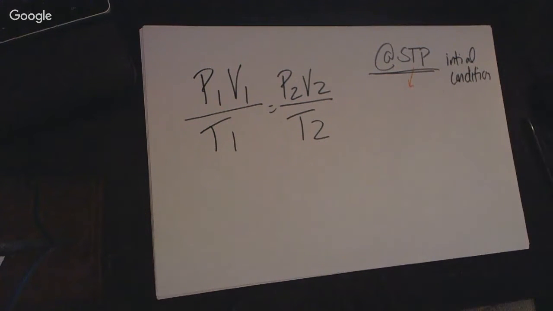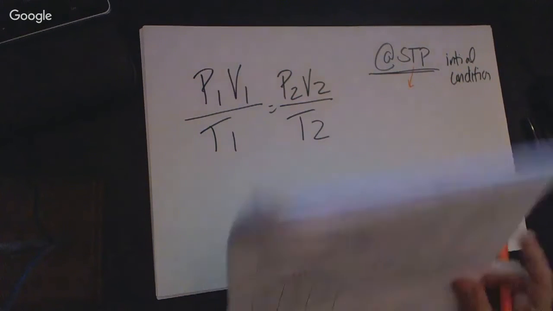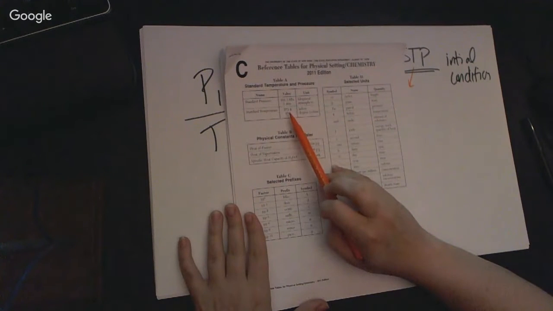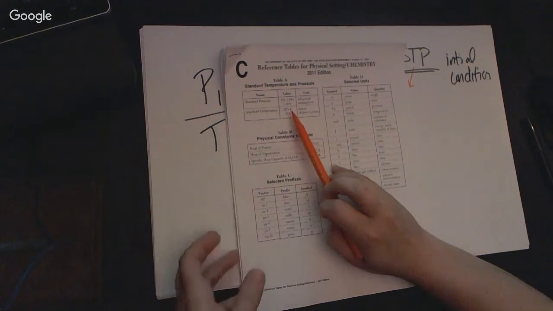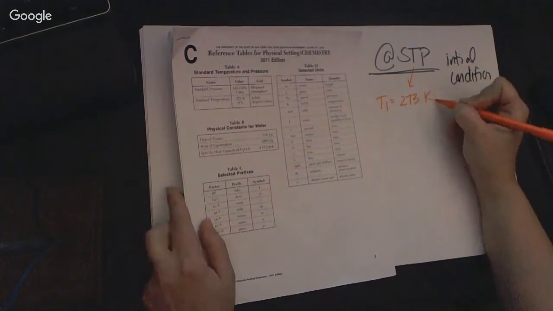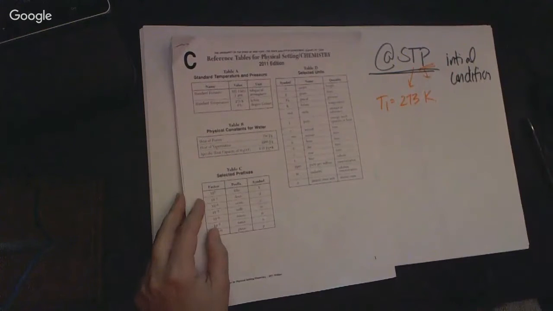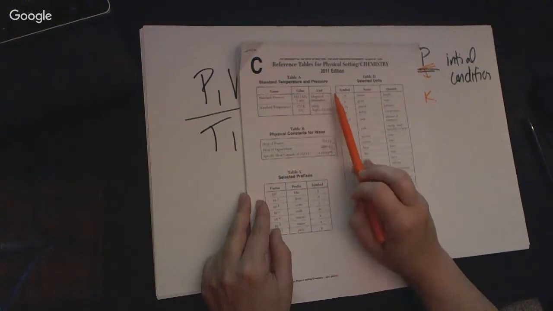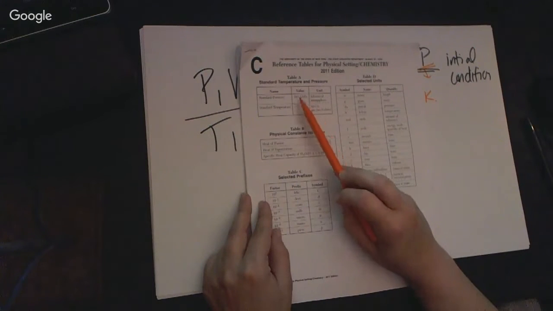Now, if you go to your reference table, reference table A, and take a peek, they tell you that standard temperature is 273 Kelvin, as well as 0 degrees Celsius, which means that you cannot use 0 degrees Celsius. You have to use 273 Kelvin. So your first temperature, T1, equals 273 Kelvin. Now, the deal with pressure is that you have 2 different units here, 101.3 kPa as well as 1 atmosphere. You actually can use either one of these.